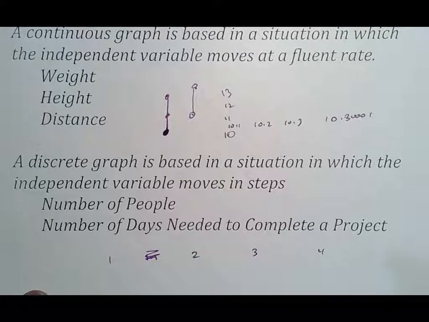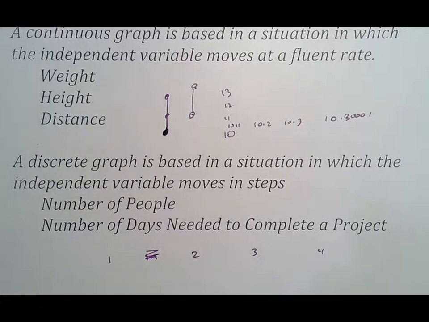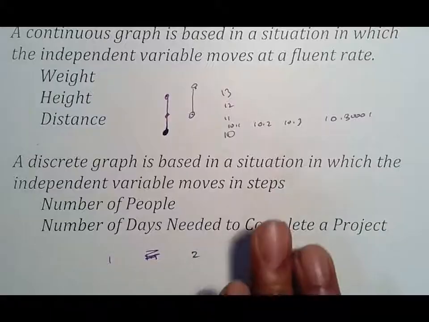Number of days needed to complete a project. I know people say 1.5, but in all honesty, you would say it took 1 day or 2 days or 3 days or 4 days. Anything like that is going to be discrete. So again, you don't need to know that, but it's good for you to have in mind because at some point it will come back into play, about something being discrete versus something being continuous and knowing the difference between those things.